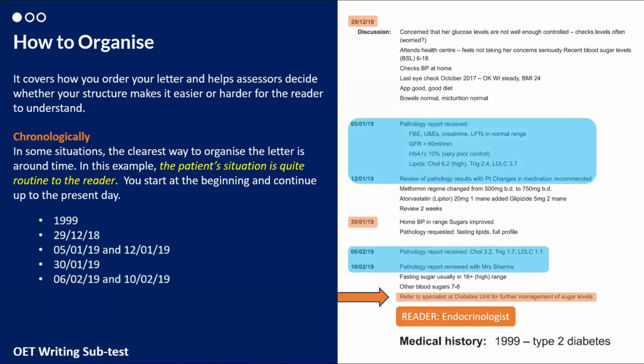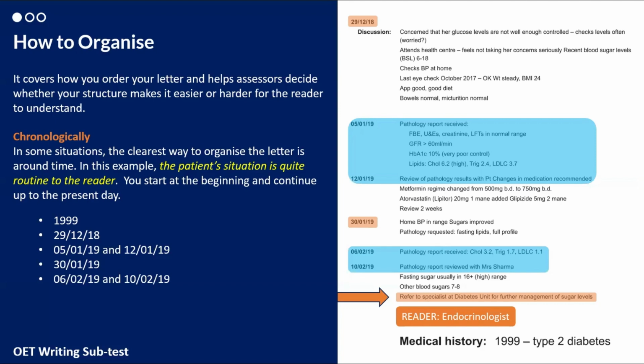However, you will notice that the 5th and the 12th of January are both discussing the same topic, the pathology result. So we write about them together rather than separately. We do the same thing for the 6th and the 10th of February. Now you are ready to finalize planning and write your letter according to this timeline.